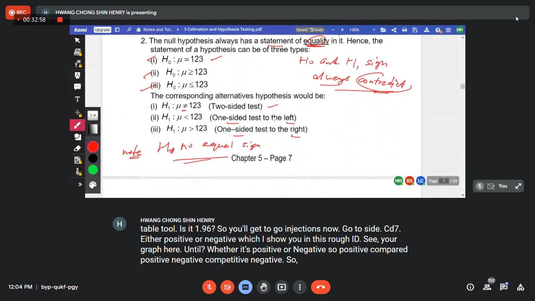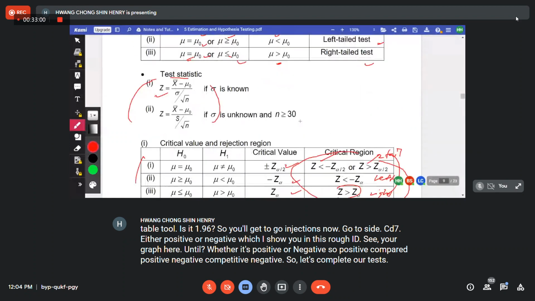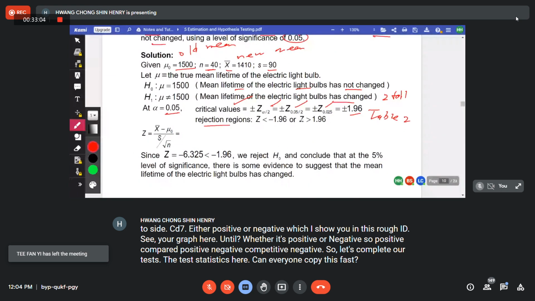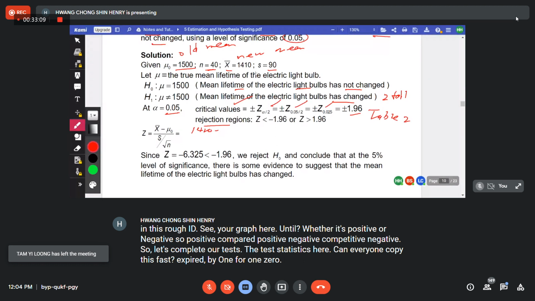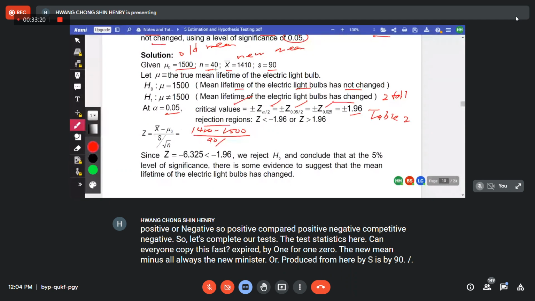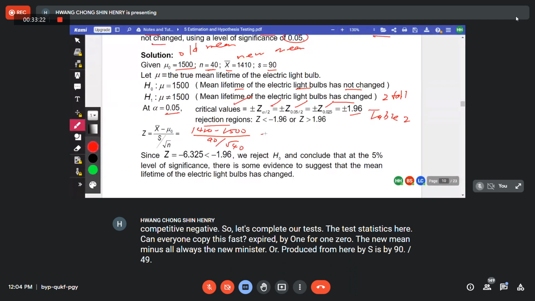So let's calculate your test statistic. Can everyone calculate this first? X bar is what? 1410, the new mean, minus the old. Always the new minus the old. We use the formula from here, divided by s over root n. s is what? 90, divided by root 40, right? On the calculator, is it negative 6.325? It's already here, right?